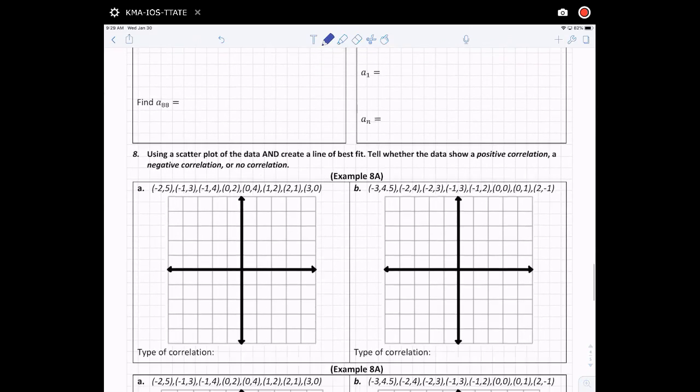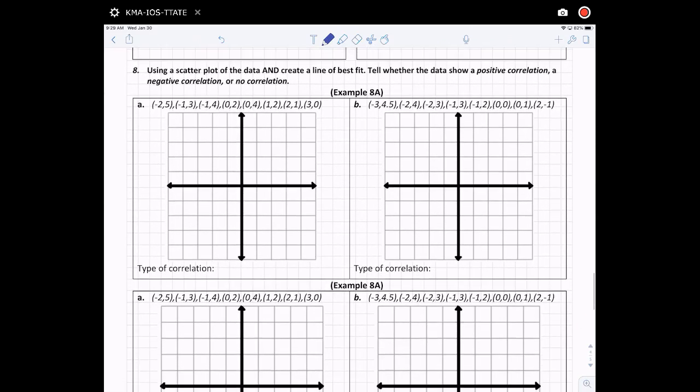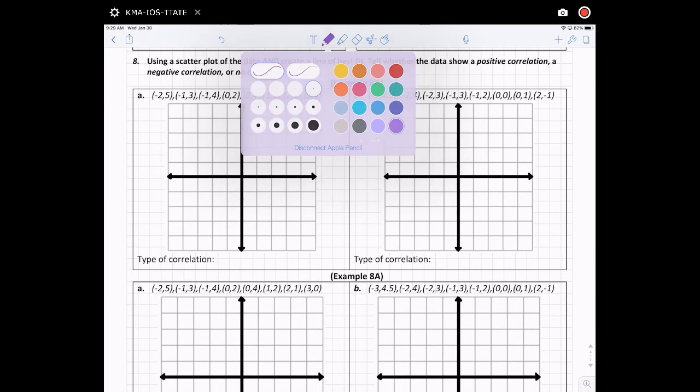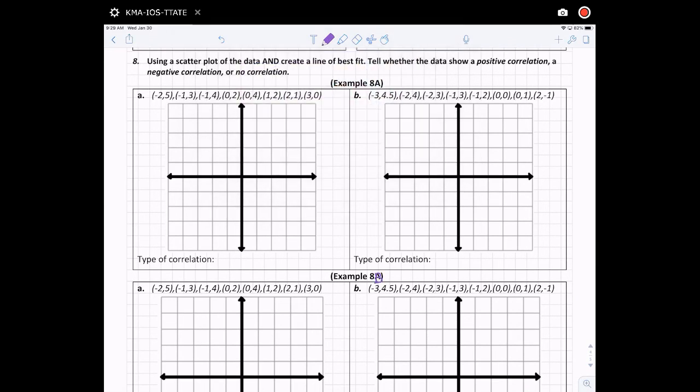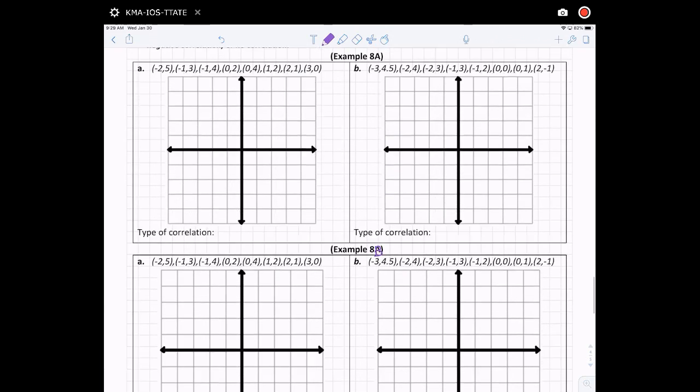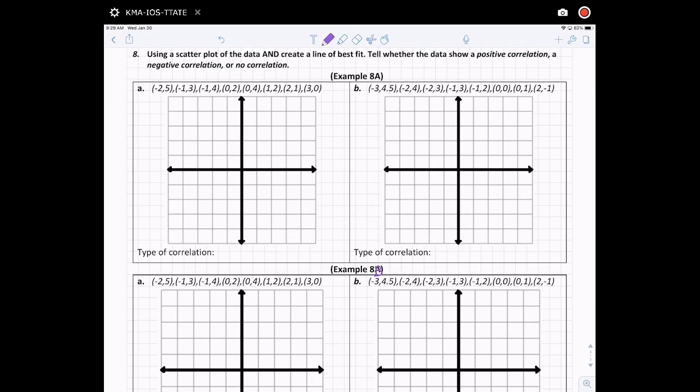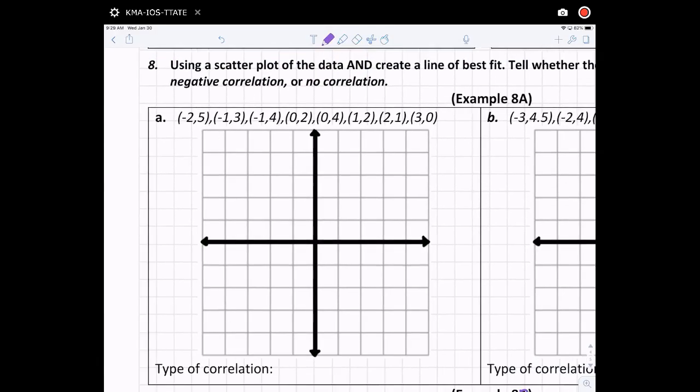Okay. Let's talk about number 8. This should have said example 8b down there. Oh, did I copy the? Oh, I need to switch up your extra example. I'll copy that up later so you guys can practice it. Let's look at example 8A.